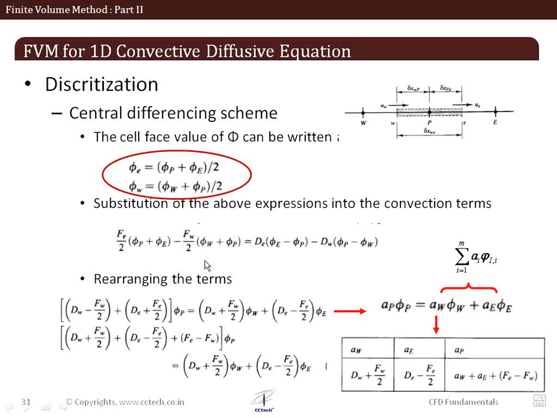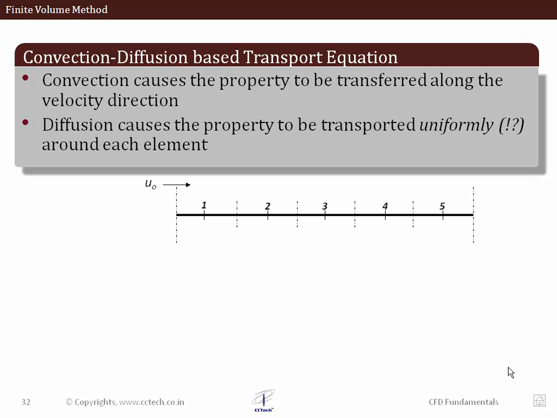We obtain an equation of this form, which on further simplifications yields something similar to what we are already familiar with, which is AP phi p is equal to all the terms in terms of the unknowns of the neighborhood multiplied by their respective coefficients. And these coefficients can be tabulated as we have already seen. We'll see this more specifically now through an example.